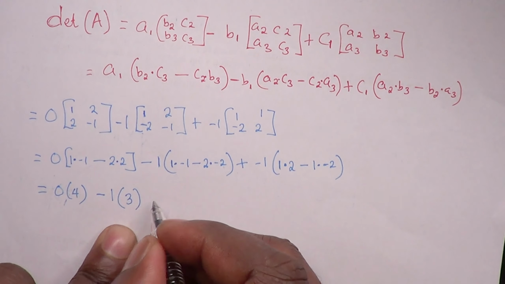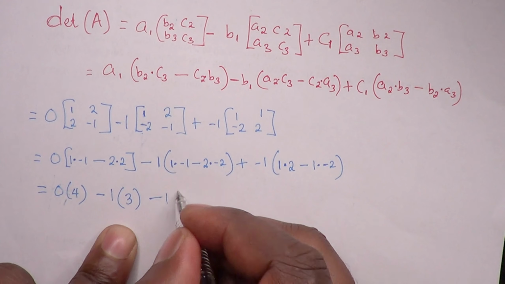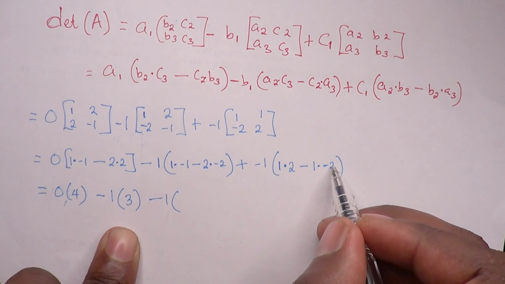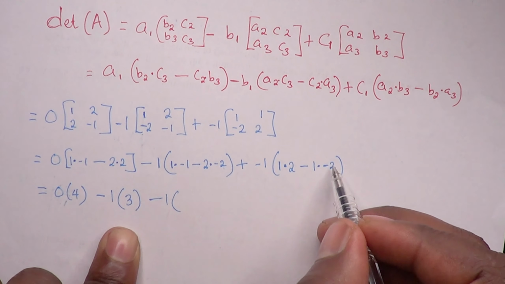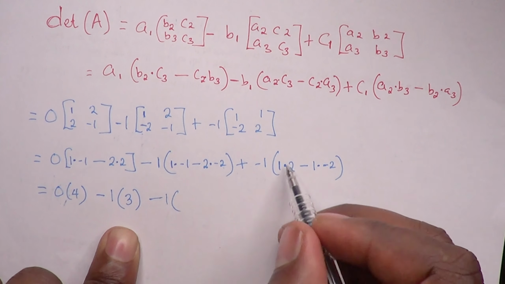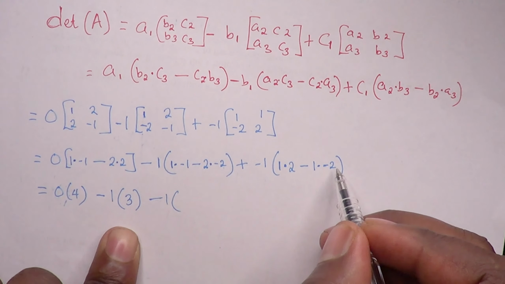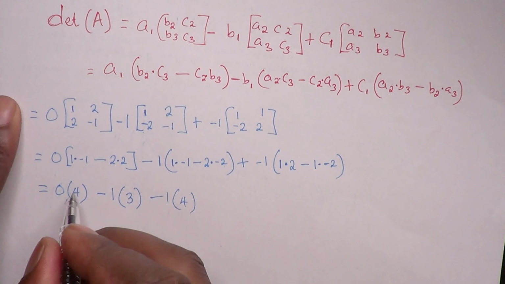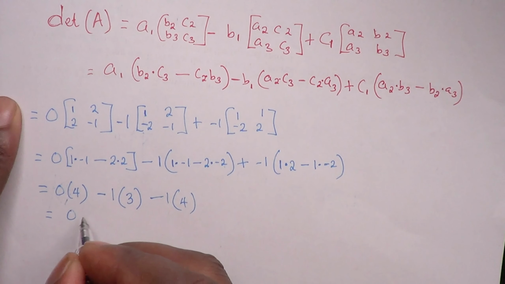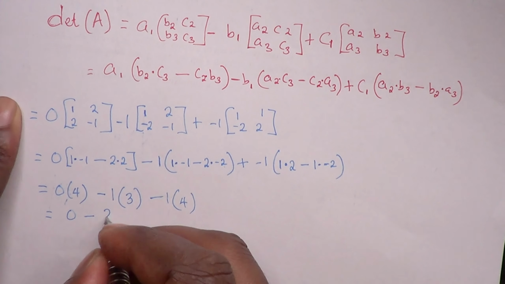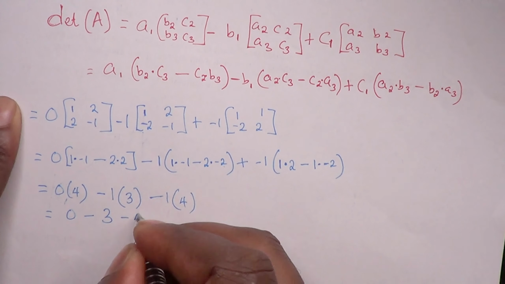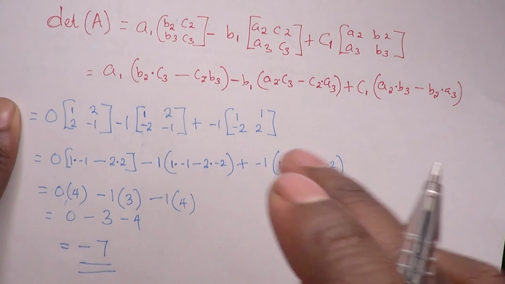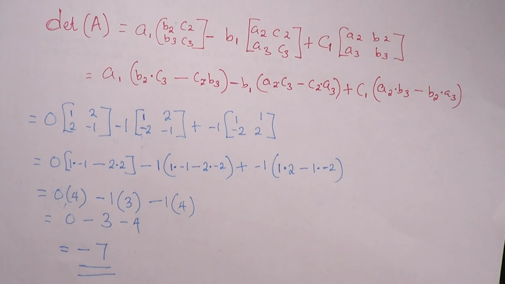Negative 1 into, this is 1 times 2, that is 2, 1 times negative 2, that is negative 2. Now it will be 2 minus negative 2, we get positive 4. So here now, 0 times this one, we get 0, minus negative 1 times 3, negative 3, negative 1 times 4, negative 4. So our determinant at this point will be negative 7. Using this method, we get our determinant to be negative 7.